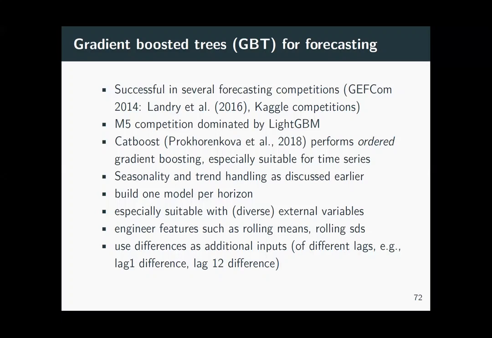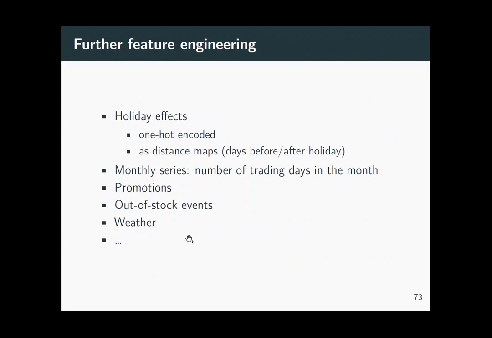It works really well if you have many external variables, you do the feature engineering, and you can also use differences of the legs and the original legs, things like that. Then holiday effects, obviously, monthly series, things like number of trading days in the months. You can put in promotions, out of stock events, weather, and so on. And these methods, that was kind of the type of modeling that won the M5.